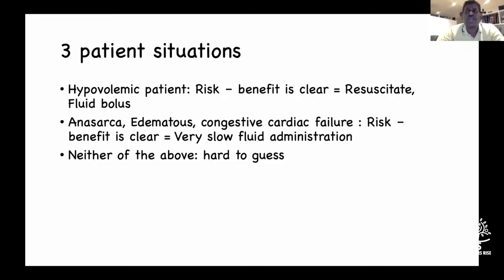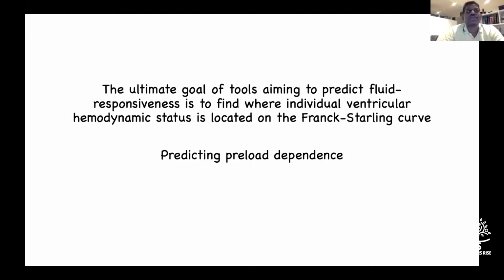Now, there are 3 patient situations in acute pancreatitis. You have an overtly hypovolemic patient. The risk benefit is very clear. You have to resuscitate, you have to give a fluid bolus. Dr. Whitcomb is correct in this situation. Then there are those with edema, congestive cardiac failure, renal failure. The risk benefit is clear. You have to give very slow fluid administration. You may need invasive hemodynamic monitoring. They have to be treated in the ICU. It is a very specialist situation. Neither of the above: the data is very hard to guess.